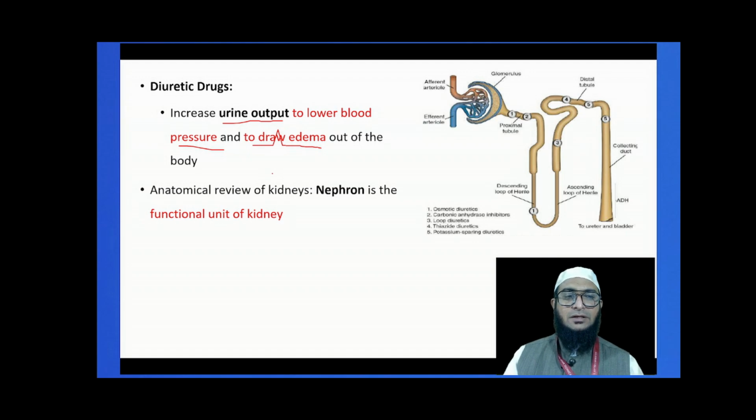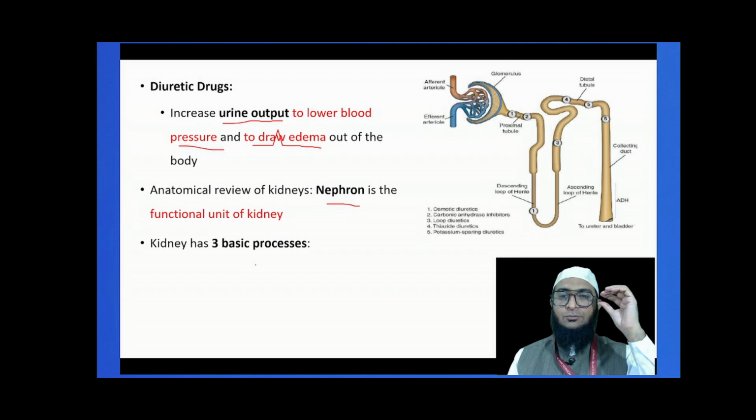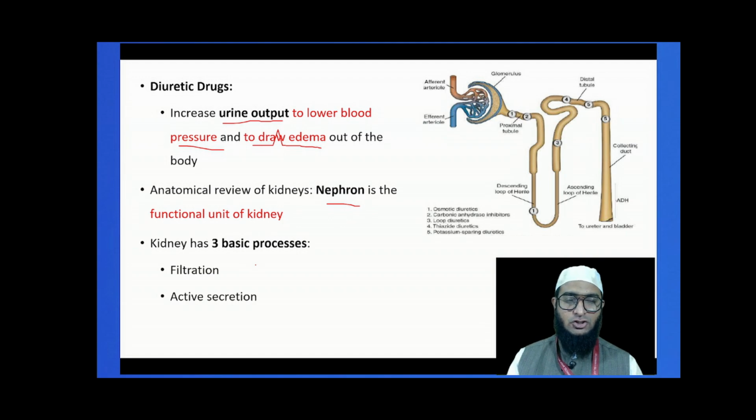Remember that the functional unit of the kidney is the nephron. If you look at this complete structure, it is the nephron. The kidney has three basic processes: the first is filtration, the second is active secretion, and the third is reabsorption. These three processes are carried out by different parts of the nephron.